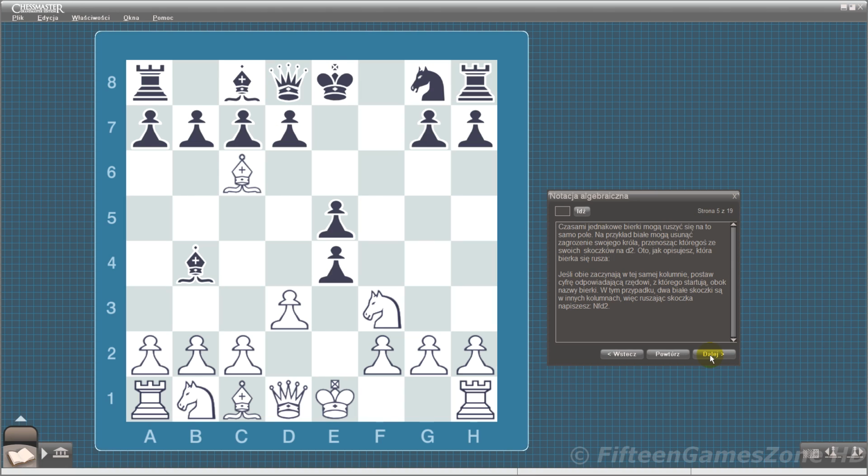In this case, the two white knights are on different files. So, if you're moving the knight on F3, you would write capital N, F, D2.